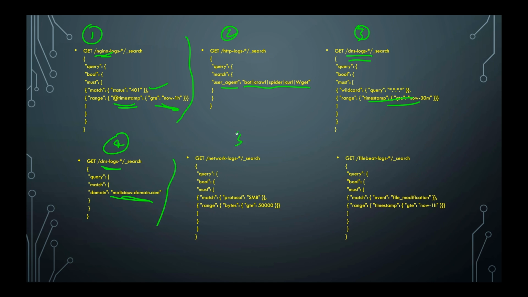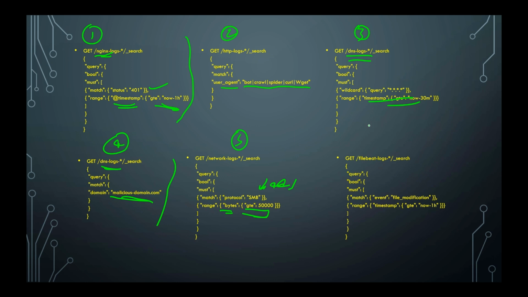Number five, detecting lateral movement via SMB, port number 445. 445 is the SMB port, and this query searches for SMB traffic with large packet size, which could indicate suspicious file sharing or lateral movement. This is the file size in bytes. You can tune these queries as per your requirement. I'm going to put these queries in the GitHub and also provide them to you.